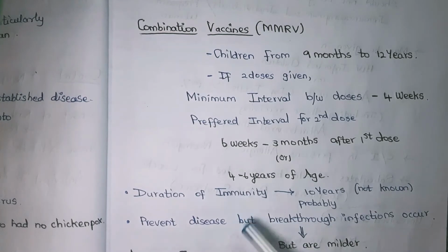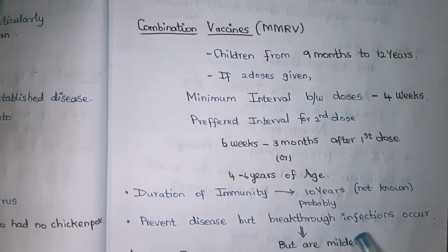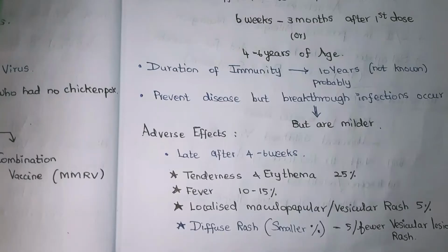Then duration of immunity. Duration of immunity is probably 10 years, but it is not sure, and how many years of immunity there is is not known. The vaccine can prevent the disease, but breakthrough infections can occur. Even if the infection occurs, it is usually milder than the normal infection without vaccines.